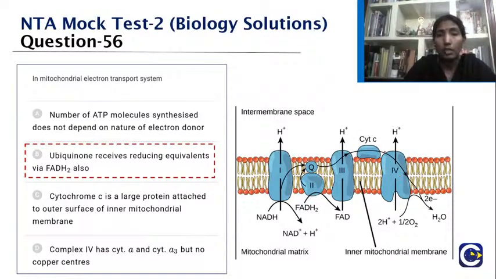The cytochrome C is a protein which will get attached itself to the inner mitochondrial membrane. What about that number? It actually depends on. So the right answer would be the ubiquinone receiving the reducing equivalence via the FADH2. So this is the right answer.